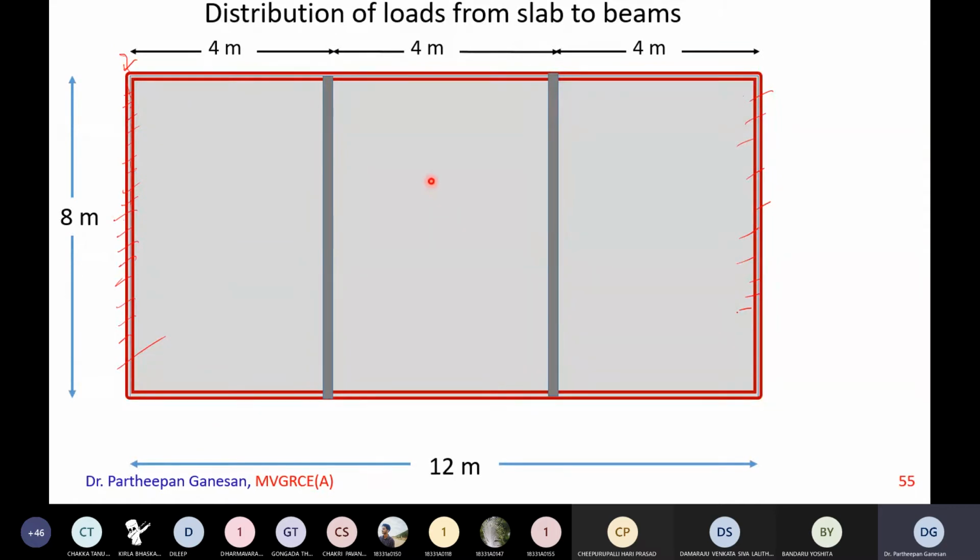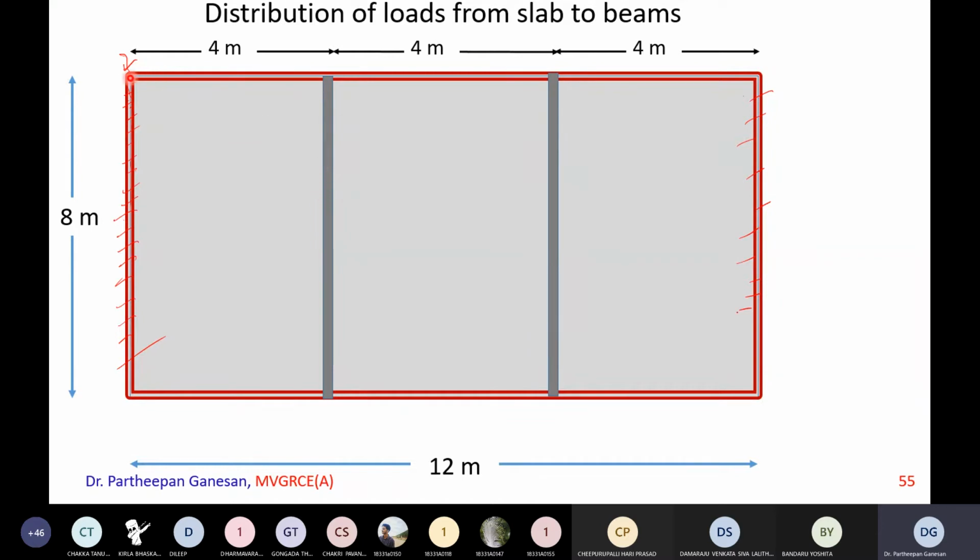Now, imagine you are all sitting in your classroom, right? You are sitting on the first floor. So wherever you sit, below that floor you will have this beam, and on top of the beam you have the slab. On the slab you have your furniture. All the furniture is placed, right? You are all sitting. So all the slab load will be transferred to the beams.